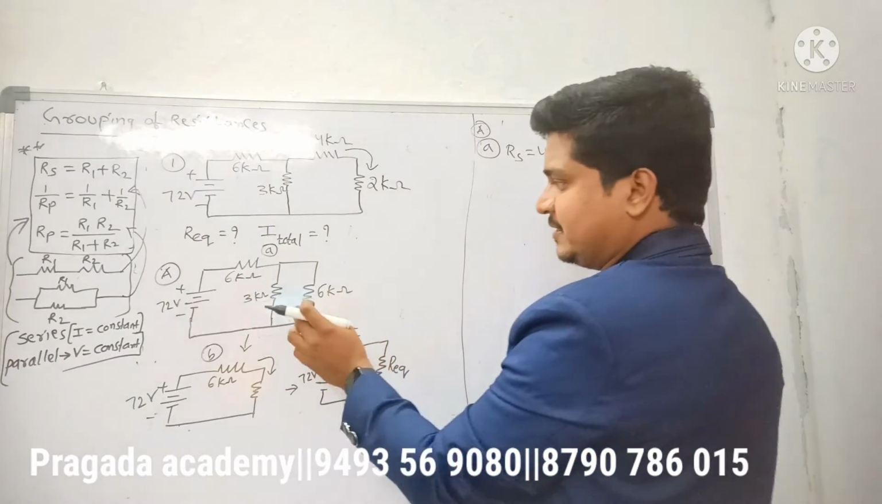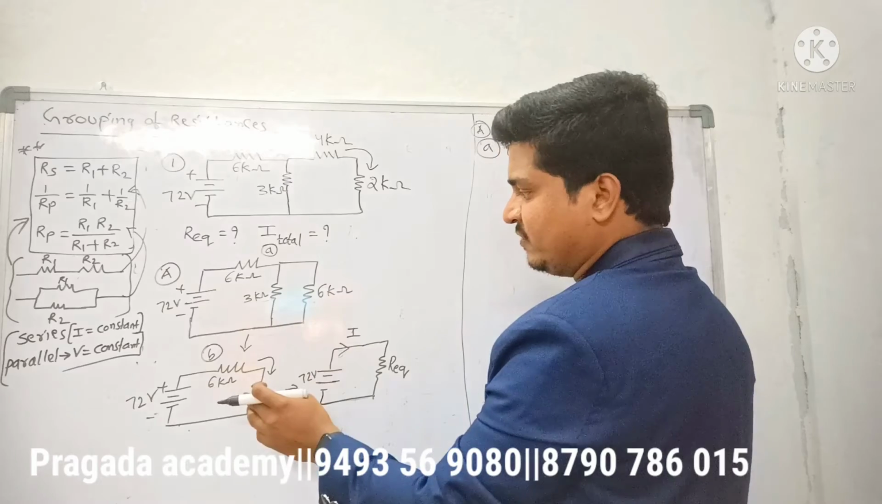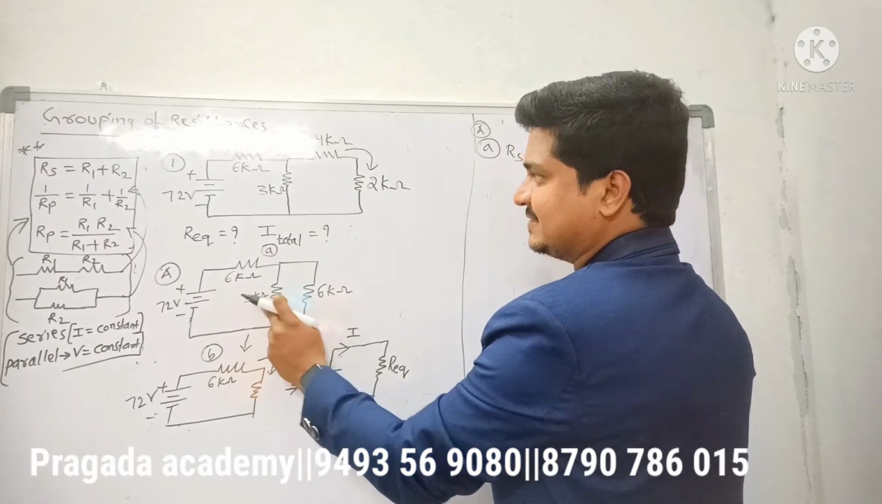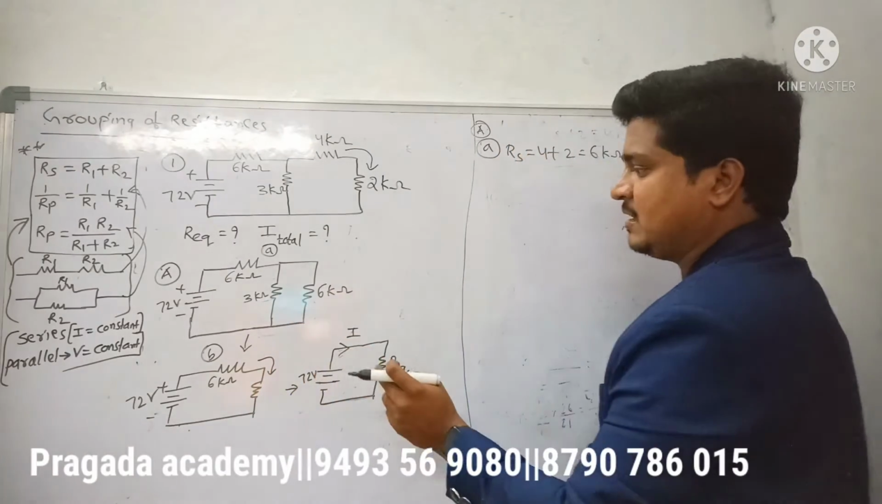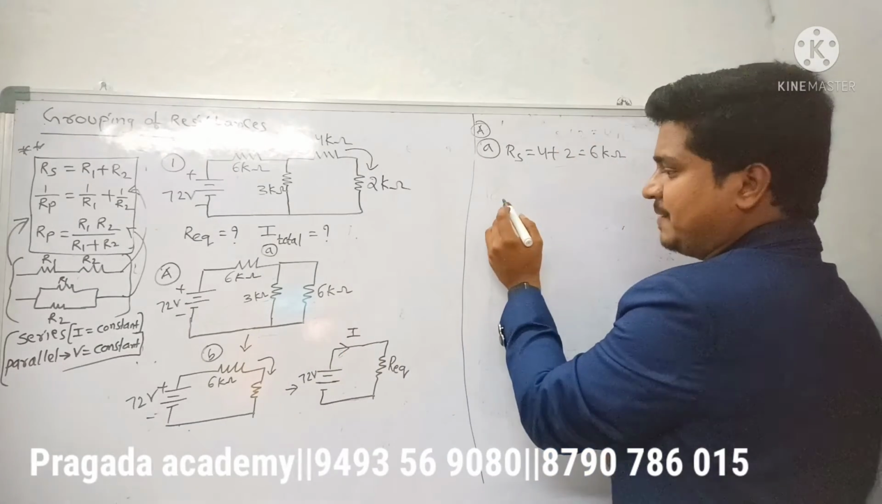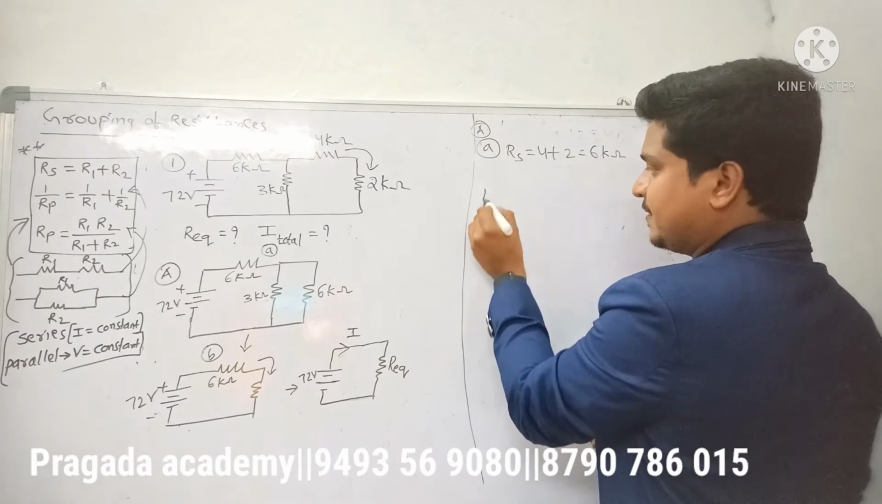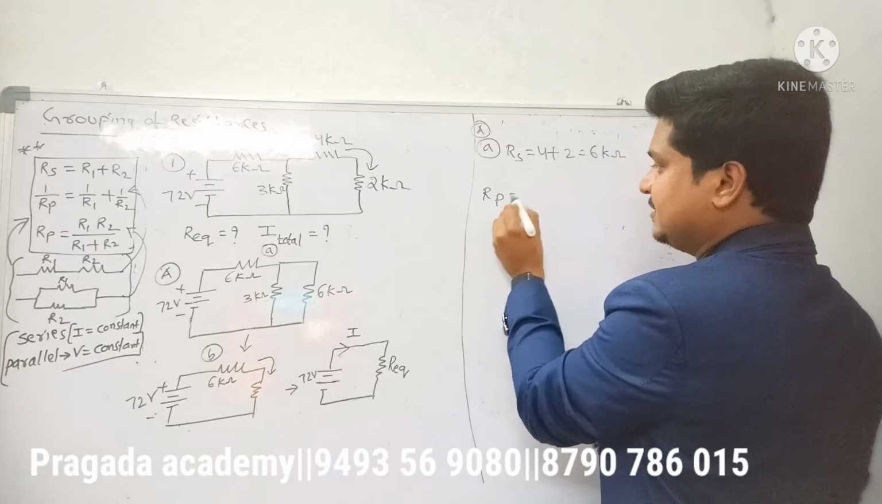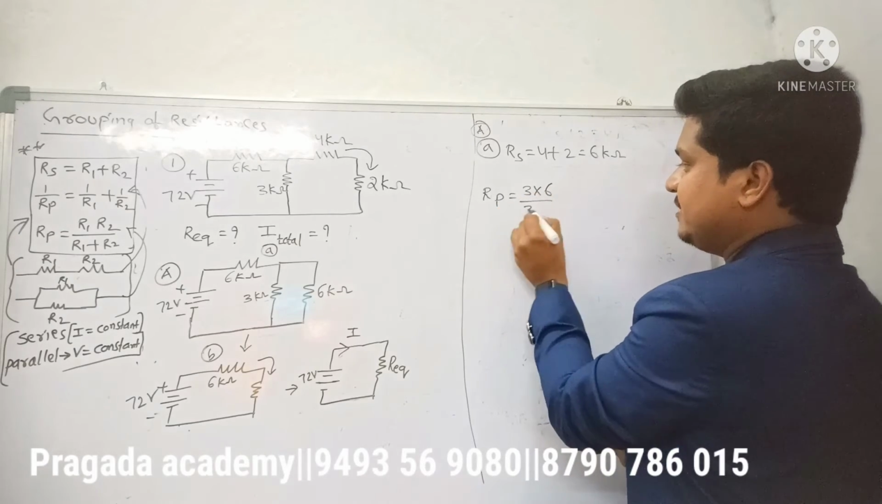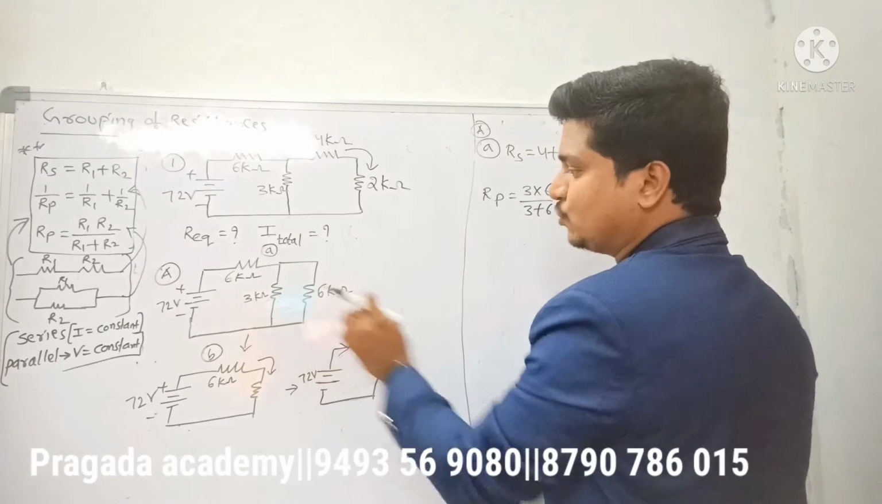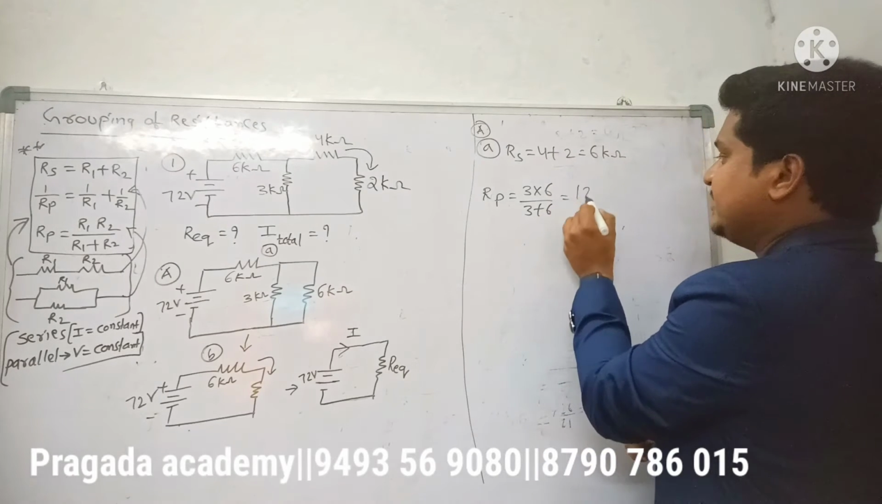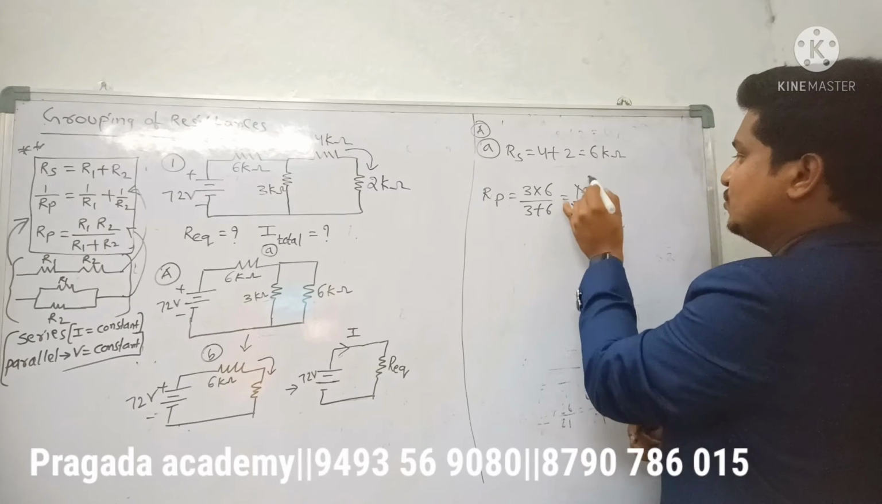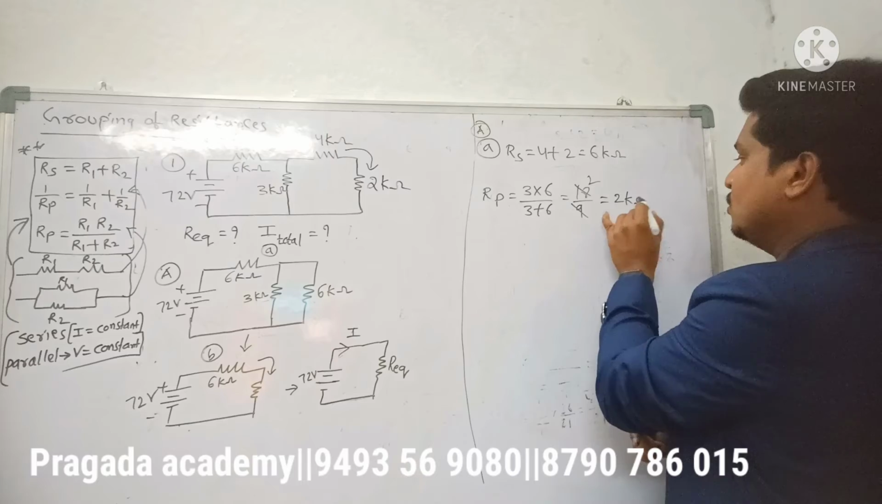If you observe at step A, moving to step B, 3 and 6 are in parallel, right? So RP is nothing but 3 into 6 by 3 plus 6, because R1 into R2 by R1 plus R2, 18 by 9, 9 2s cancel, you will get 2 kilo ohm.